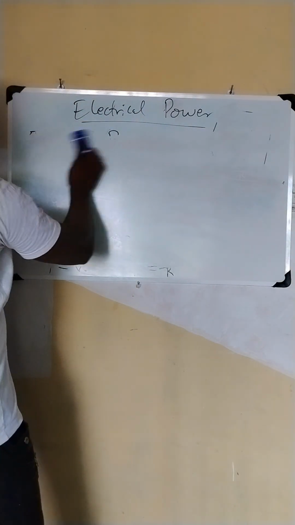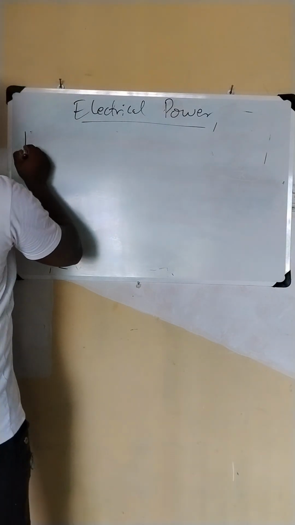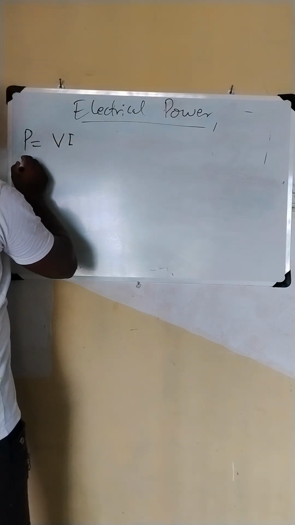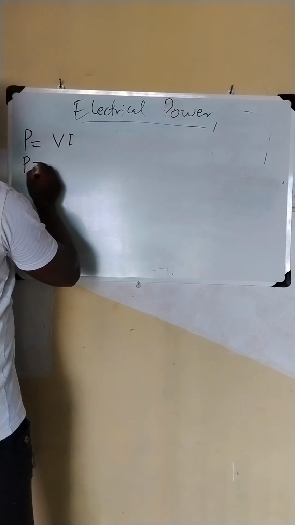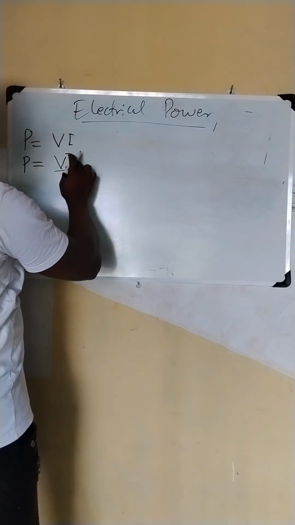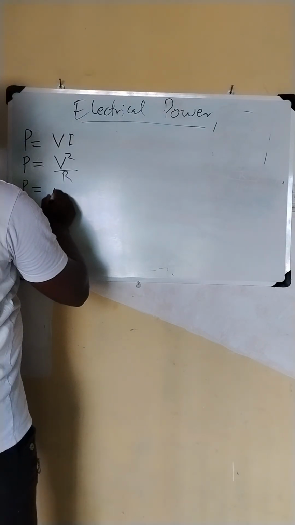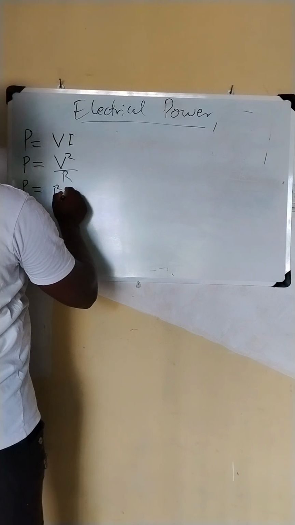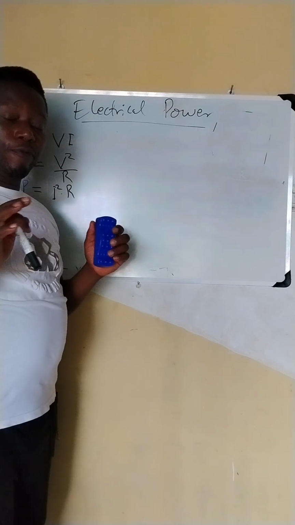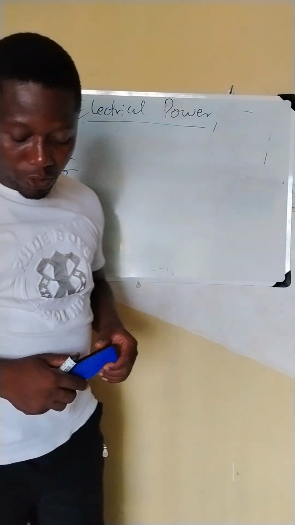So from this, you can now see that electrical power P is equal to VI. P is also equal to V raised to the power of 2 divided by R. Then P is also equal to I square multiplied by R. You make use of these based on the information given.